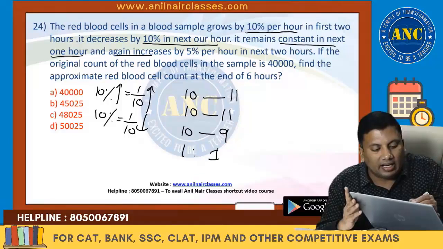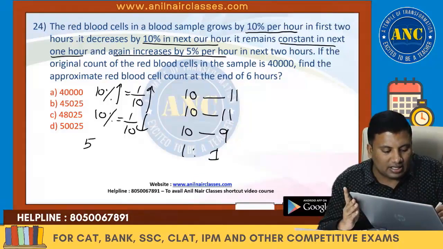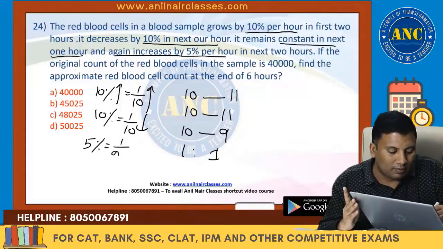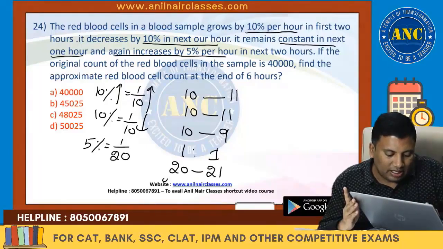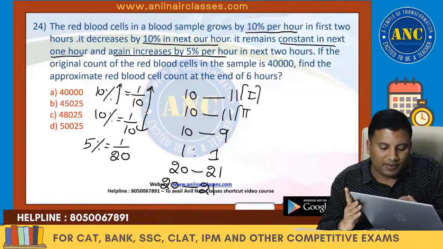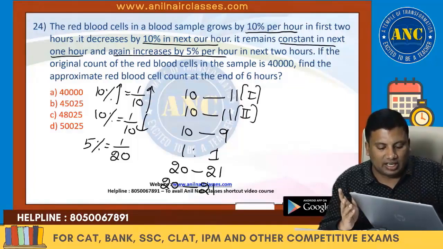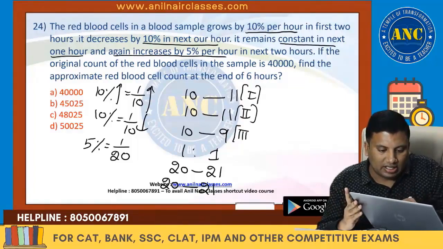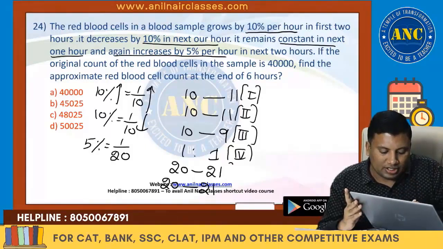And again it increases by 5% per hour. It is 1 by 20. Next 2 hours, 20 becomes 21 and 20 becomes 21. This is the first hour. This is the second hour. First 2 hours it is 10%. Third hour it is 10% decrease. Fourth hour it is the same. Next 2 hours it is 20, 21.